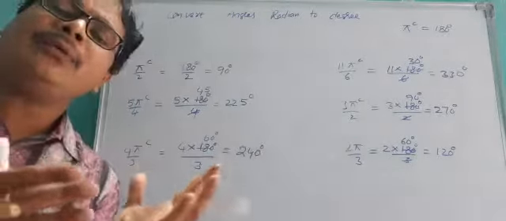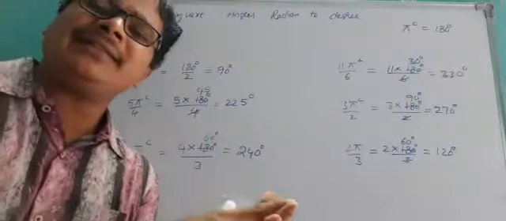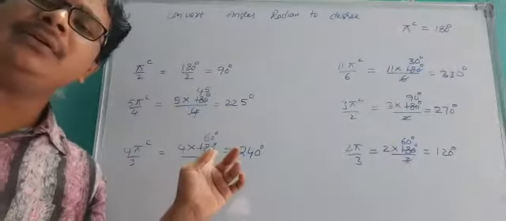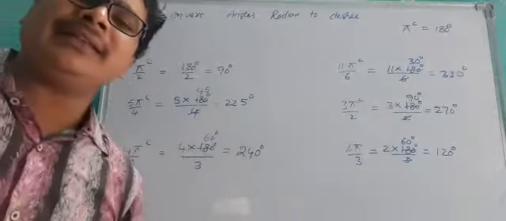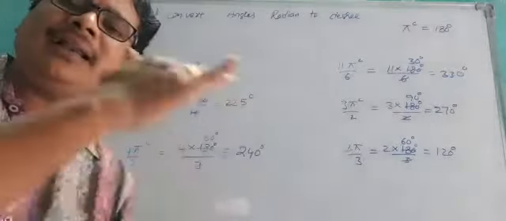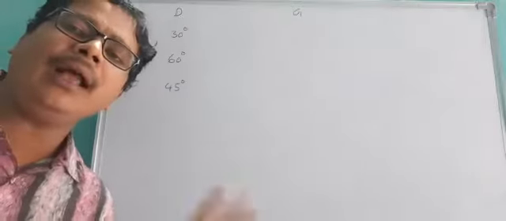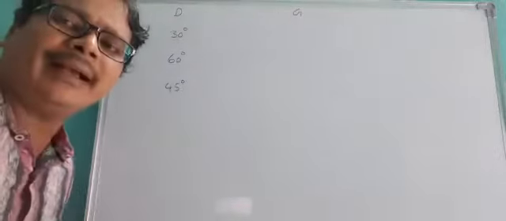Okay, already we explained degrees to grades, grades to degrees. Next one, degrees to radians. Last one, radians to degrees. Once again, I recall each and everything, one by one. This is the conversion of degrees in terms of grades.